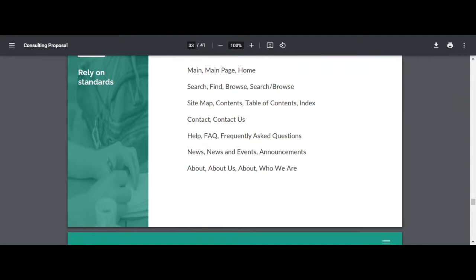Sitemap, you use one. Contact or contact us. I think contact us is probably a better one. About us is probably a better one as well. It's not about our product, it's about us as a company. And if about is next to the products, you may think it's about the products. There's just ambiguity and it makes me think.